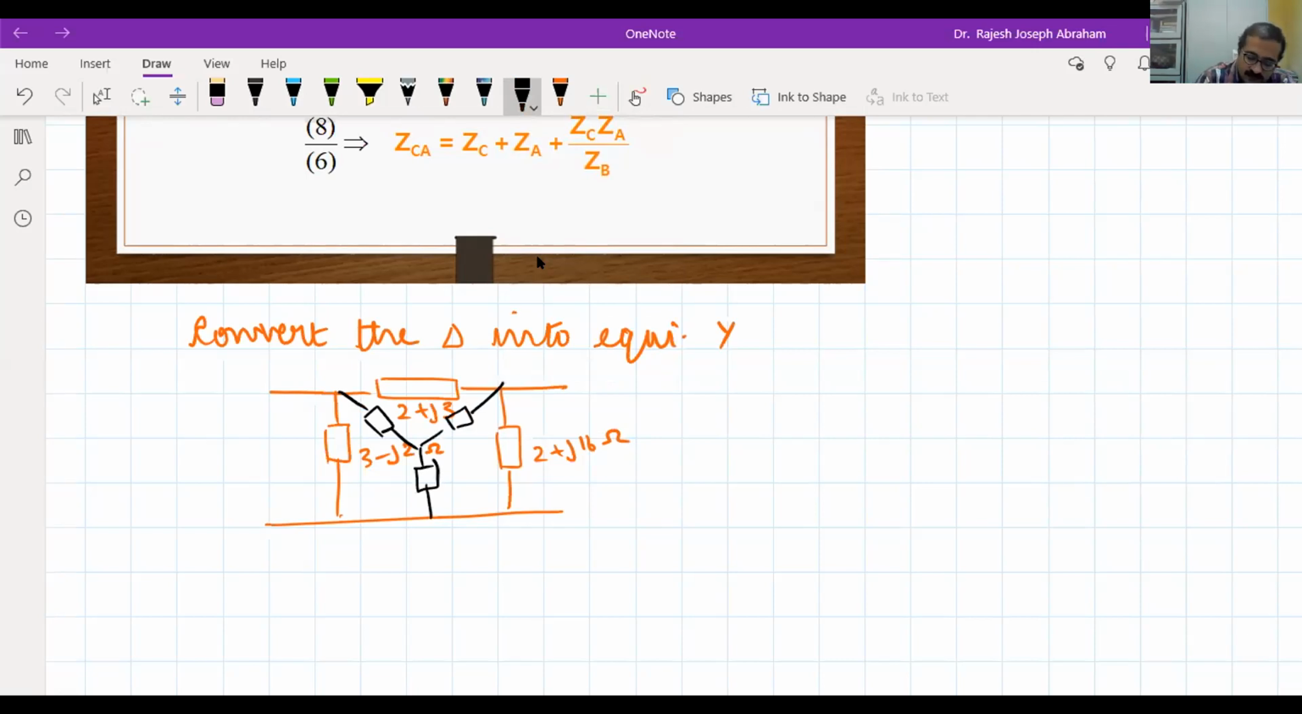Okay, so what is this? Let me mark this A, B, and this entire thing is C. So how will you find ZA? Starting suffix and ending suffix must be the same.